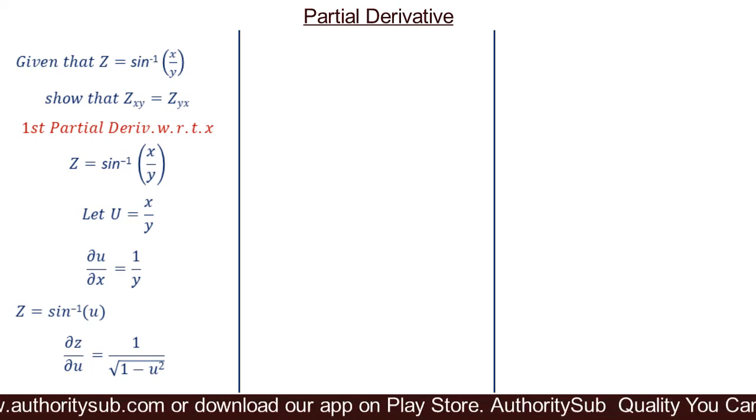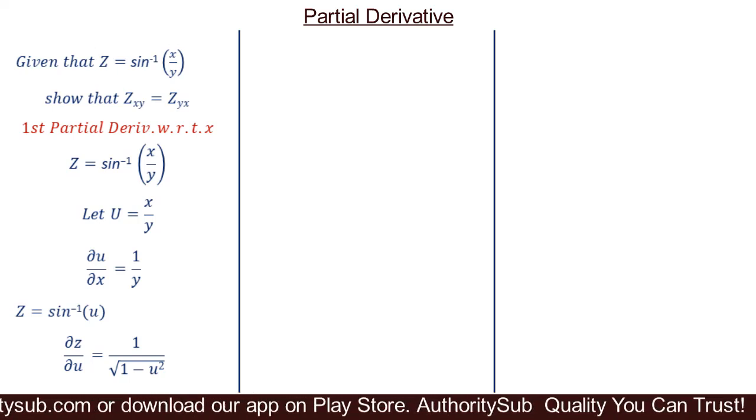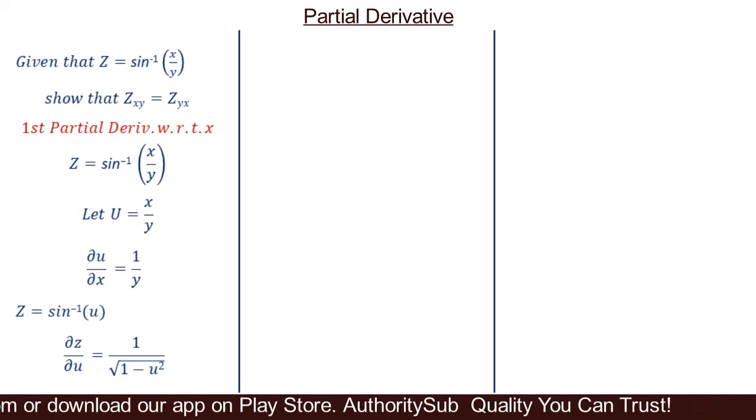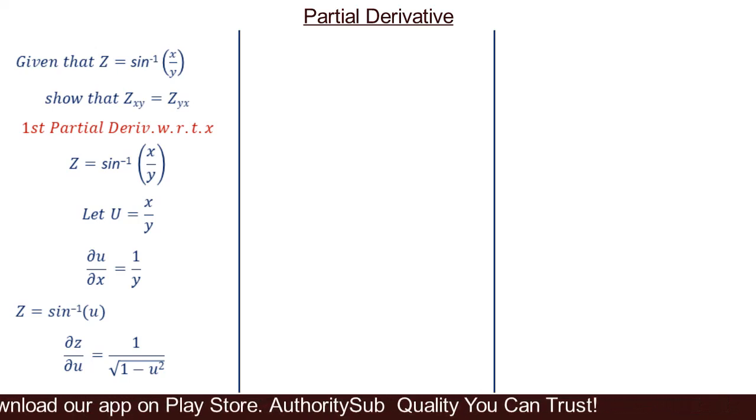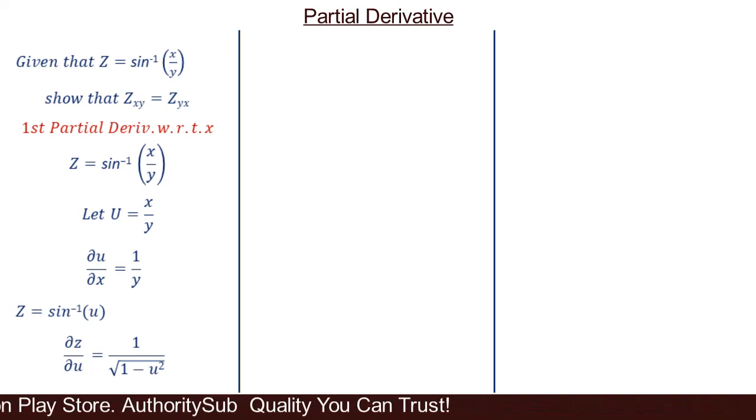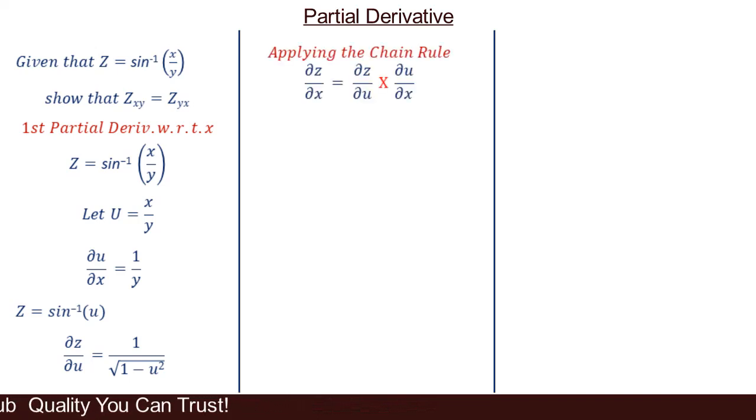So, substitution method here, so that is to say we are going to bring the two derivatives that we have together. Now, bringing these two, that means the method we apply is the chain rule. What is the chain rule?